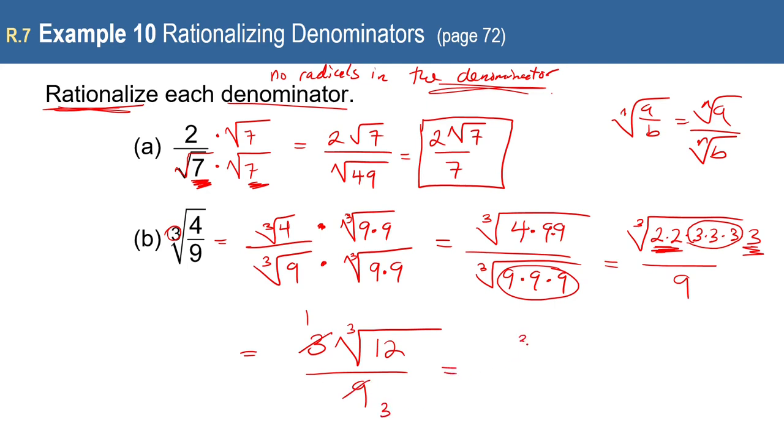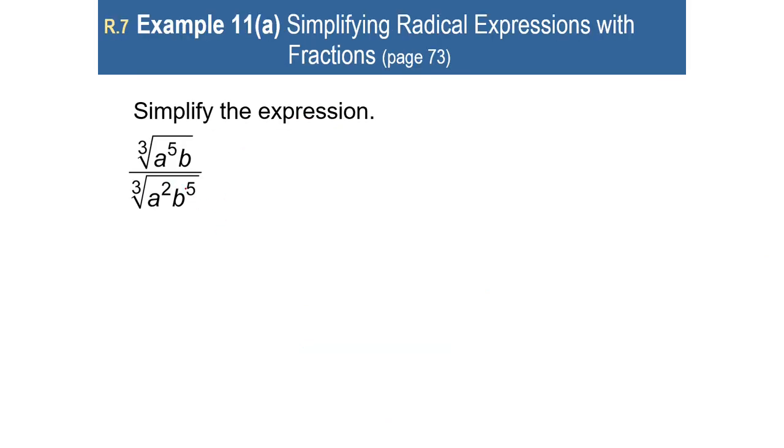This is the cube root of 12 over 3. Now stop here. Don't feel tempted to reduce the 3 and the 12. This one's in a radical. This one's outside. Stop here. These answers are good. Again, we'll try this problem out.